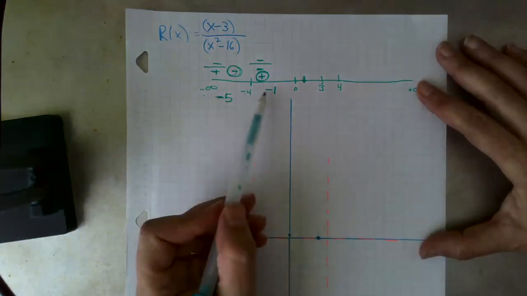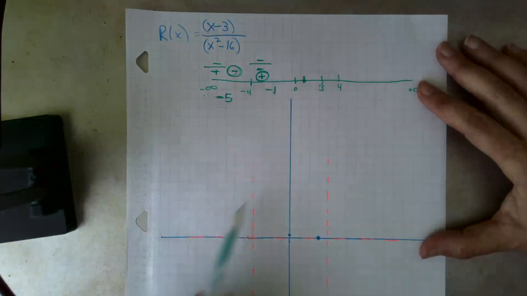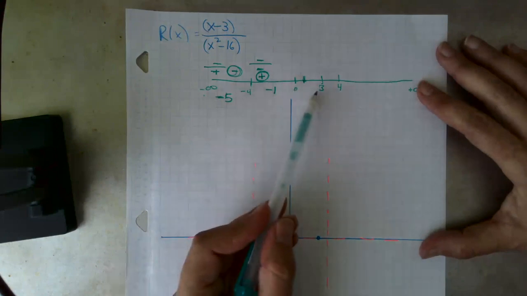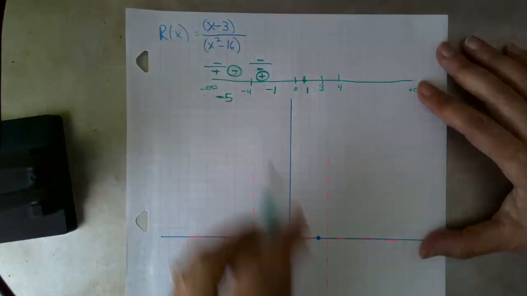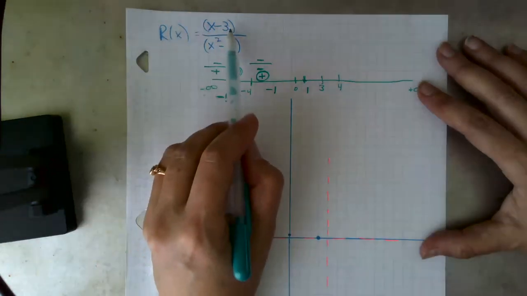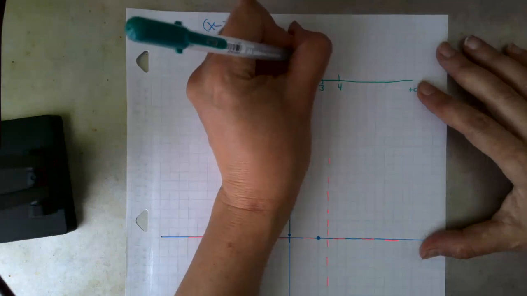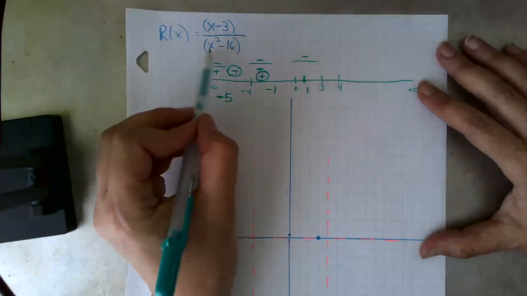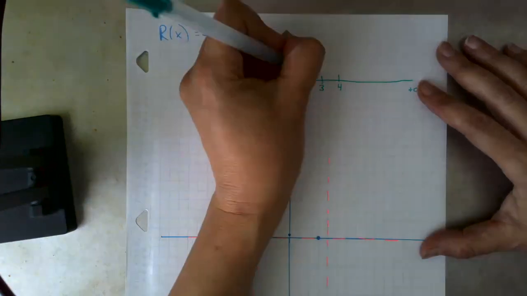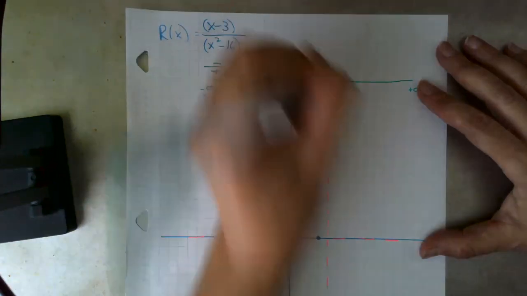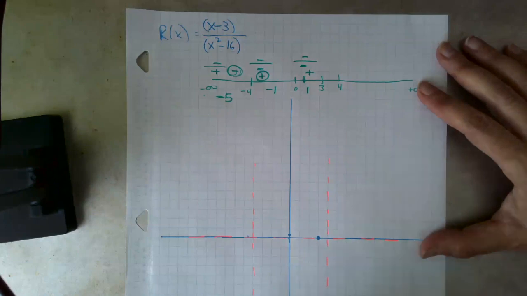Okay. From 0 to 3, I'm going to try out the point 1. 1 minus 3, that's a negative on the top. 1 squared is 1, minus 16, that's a negative on the bottom. I can expect in this interval, things remain positive.